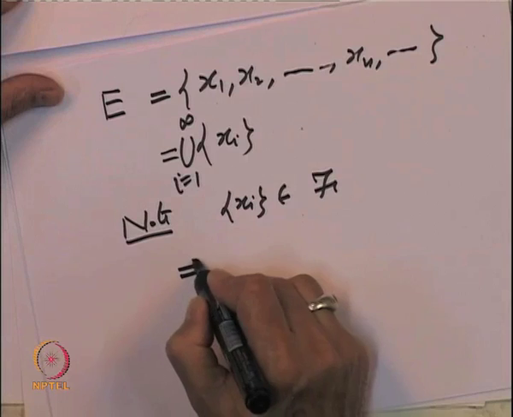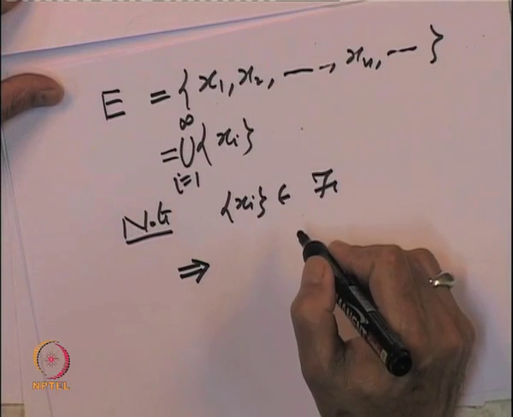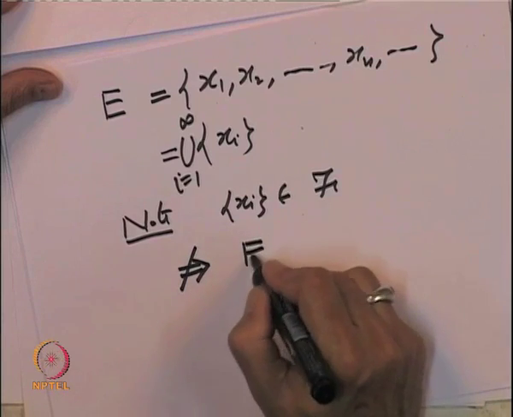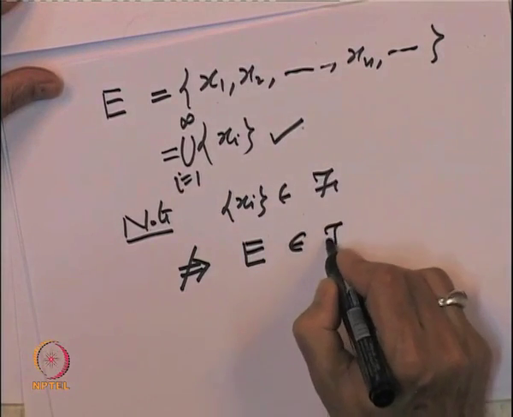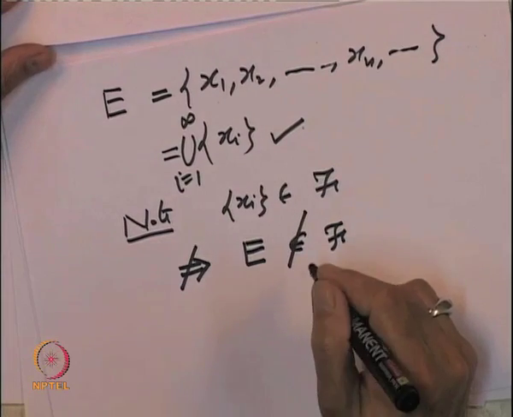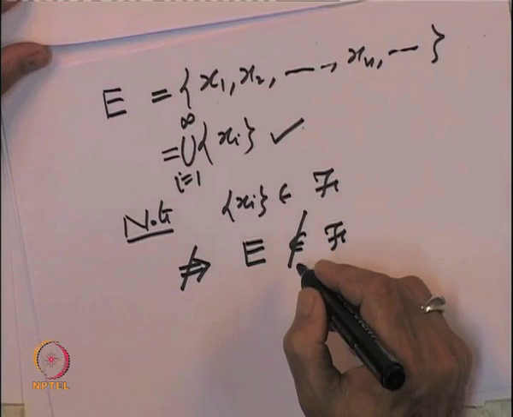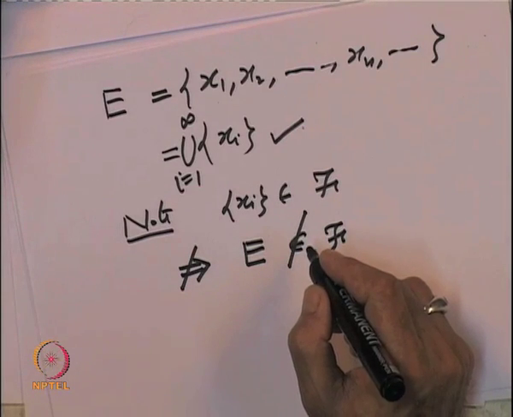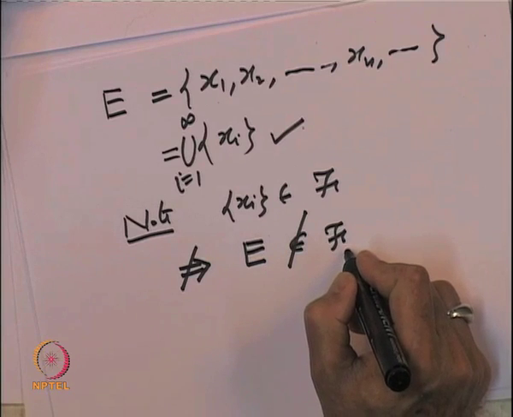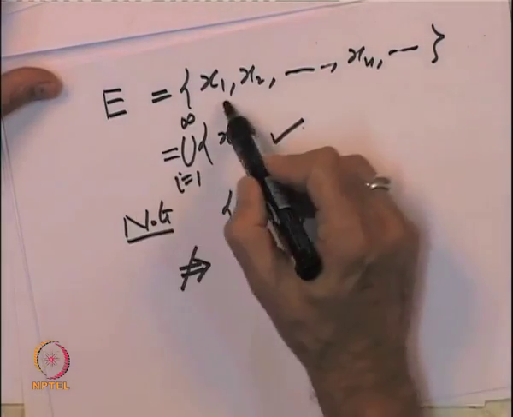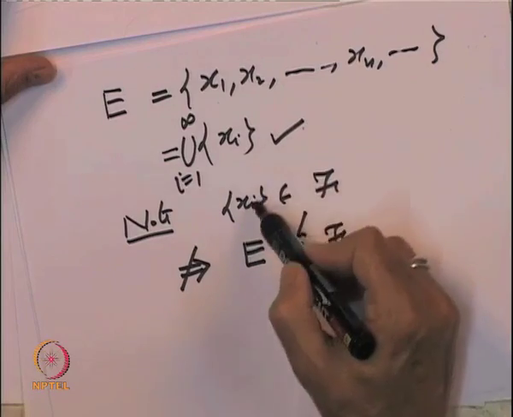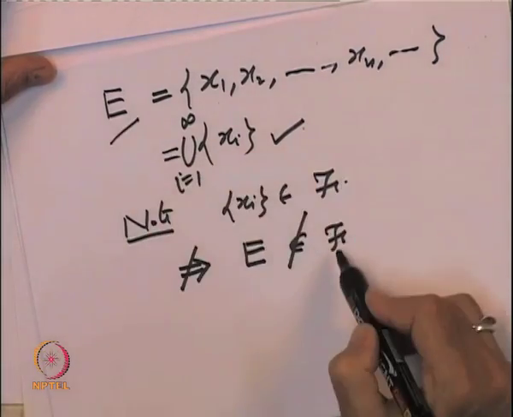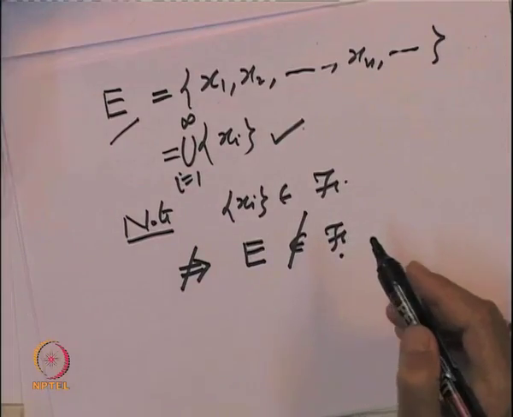So, that does not imply that E, which is a union of these elements, belongs to F. E does not belong to F. Why does E not belong? Because if E has to belong to this collection F, E should be either finite or E complement is finite, and both of them are not true. So, basically if I take a set E which is countably infinite, then it is a countable union of elements of F and it does not belong to F. So, F is not going to be a sigma algebra.